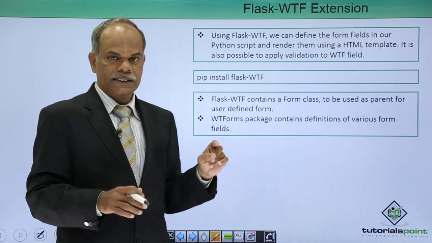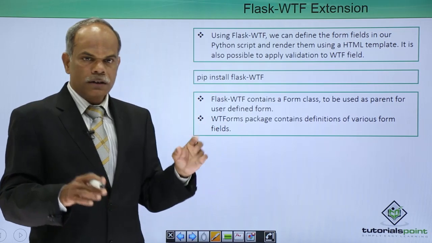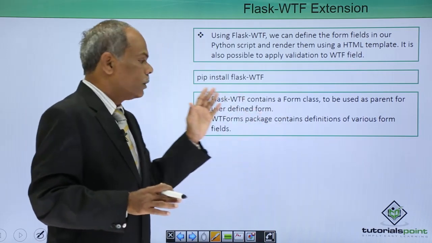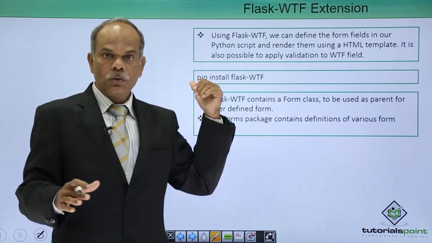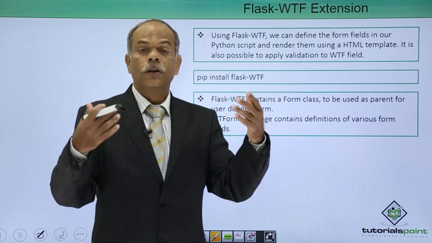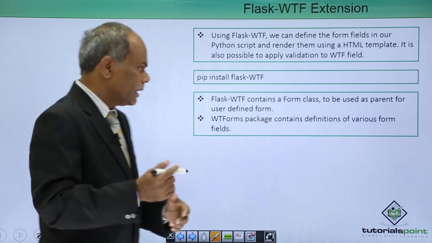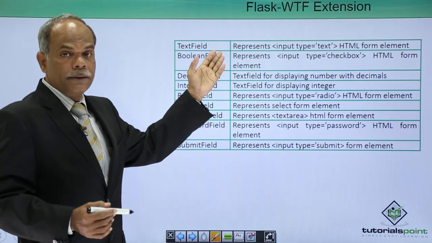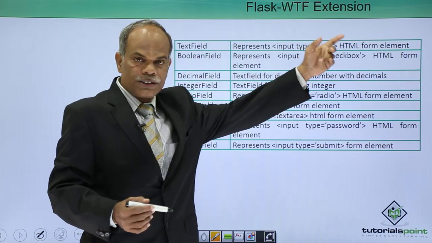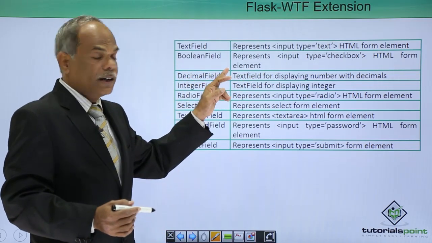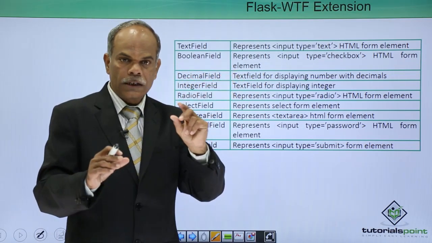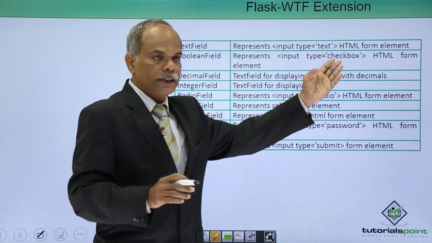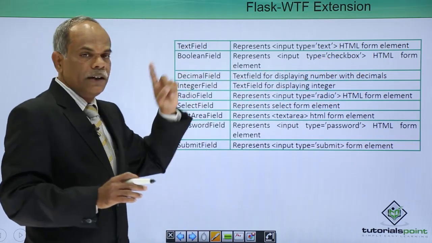WTForms package is also a very important part or resource of this extension, it contains the definitions of various form fields which are equivalent to the form attributes or form elements in HTML. So, what are the names of these form fields? There is a text field which is equivalent to input type is equal to text in our HTML. Boolean field is there where a certain field is likely to have only true or false values, which is equivalent to input type is equal to checkbox. There Boolean field is the equivalent.